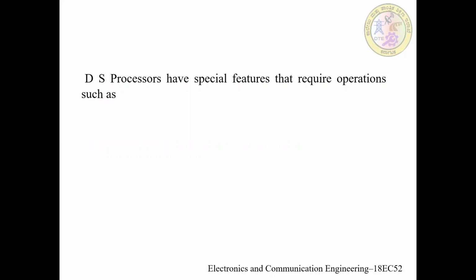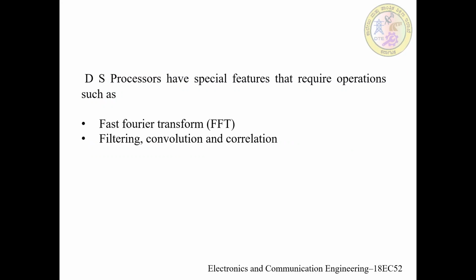Compared to general purpose microprocessors and microcontrollers, digital signal processors have special features that require operations such as fast Fourier transforms, filtering, convolution, correlation kinds of operation, and real-time sample-based and block-based processing. Therefore, our digital signal processors use a different dedicated hardware architecture. First, let us compare the architecture of the general purpose microprocessor along with our digital signal processor.